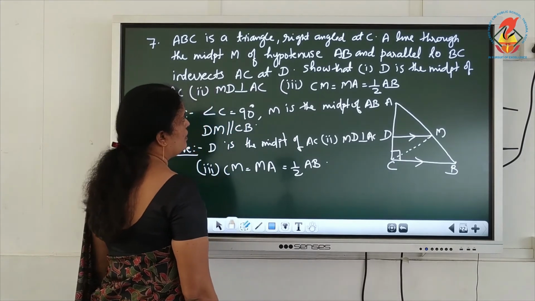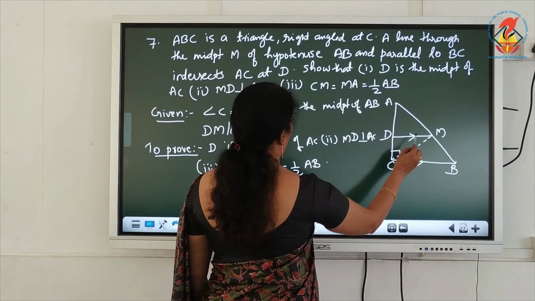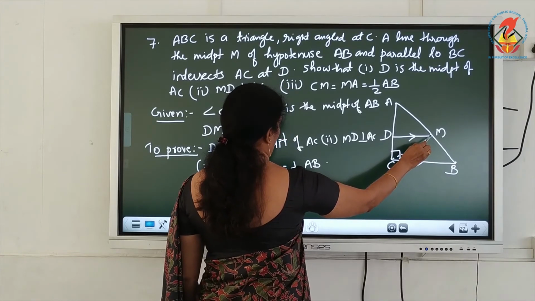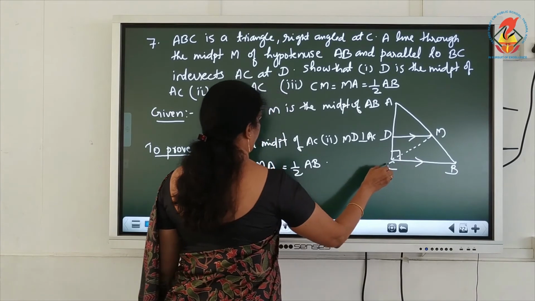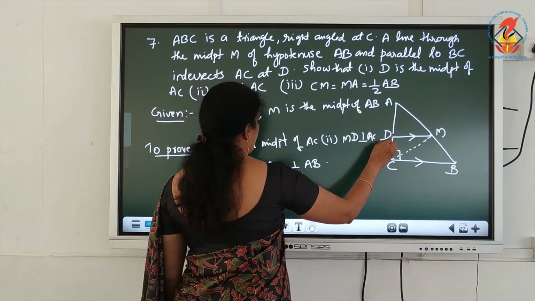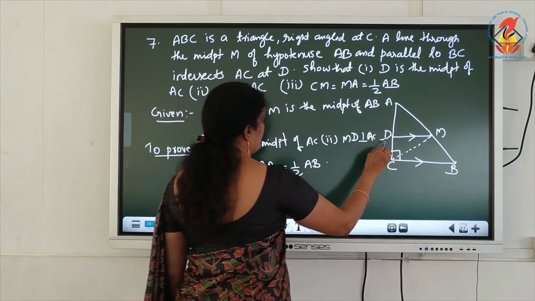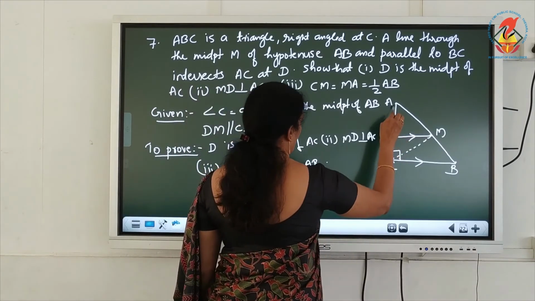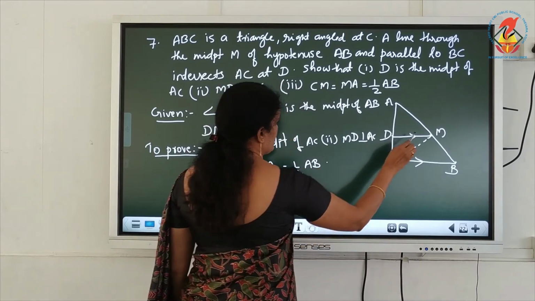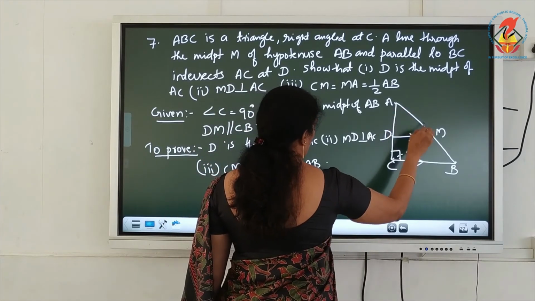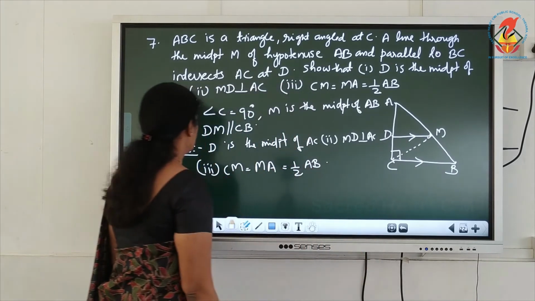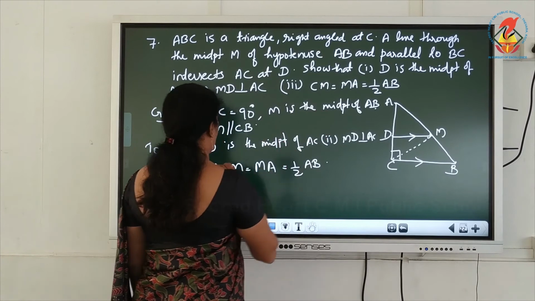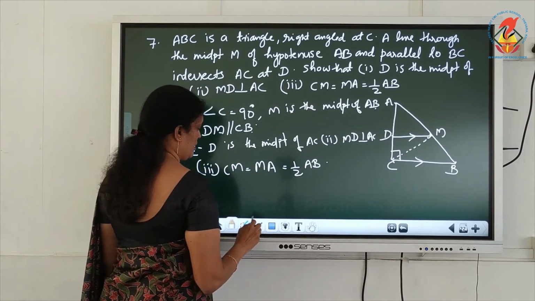A line through the midpoint M of hypotenuse AB, parallel to BC, intersects AC at D. We need to prove that D is the midpoint of AC, MD is perpendicular to AC. Next, CM equals MA equals half AB. First, given angle C equals 90 degrees, M is the midpoint of AB, DM is parallel to CB. Here, proof.